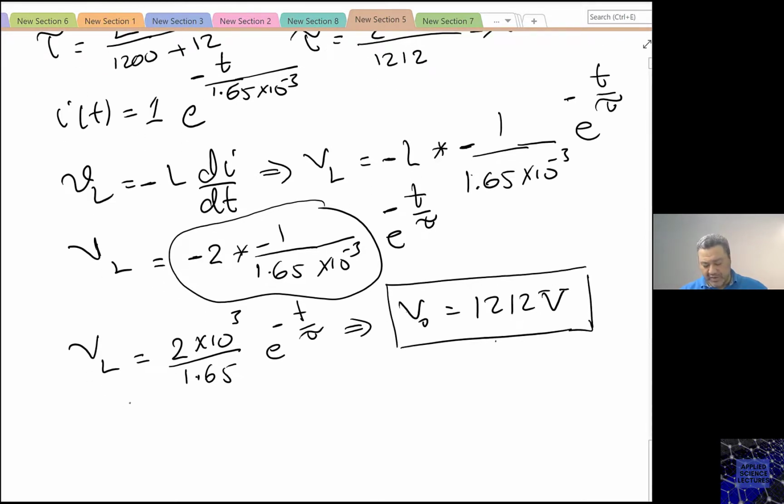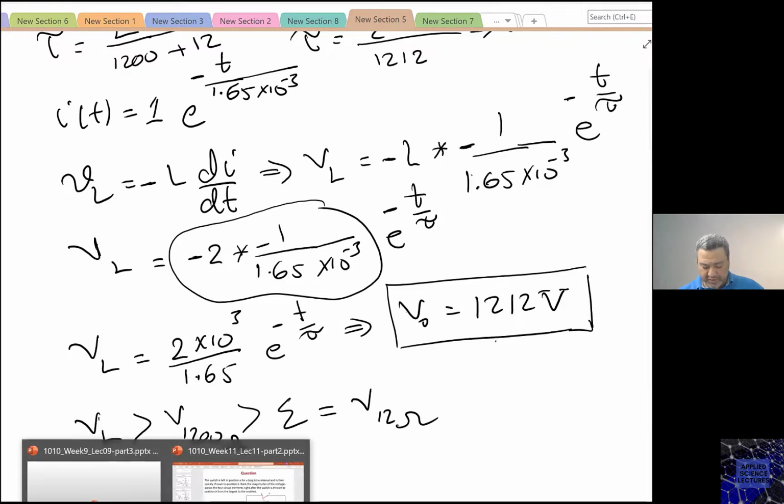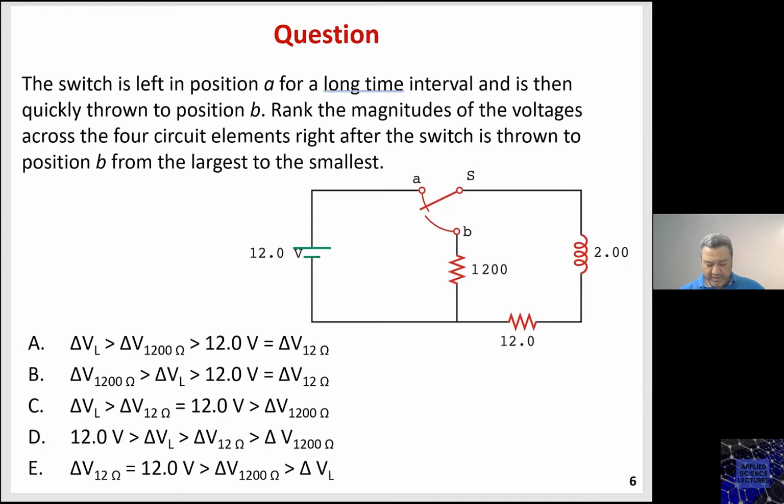So I can say that the VL across the inductor was the greatest. Then comes the V1200. Then comes the epsilon, that also equals V12 ohm. So the correct answer to this is A.